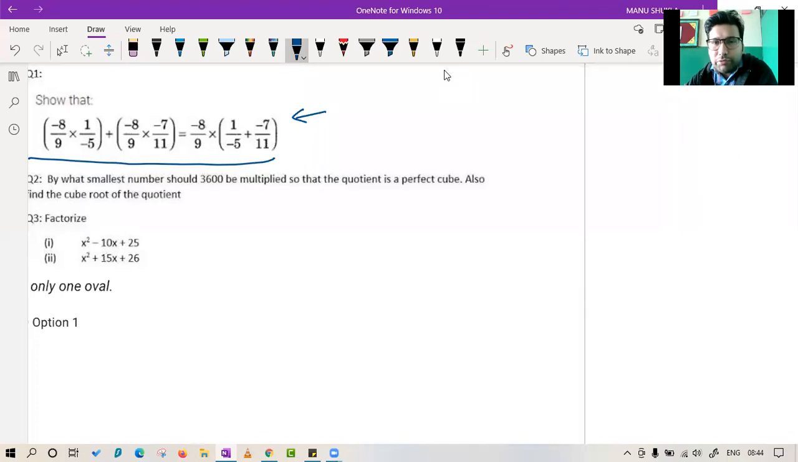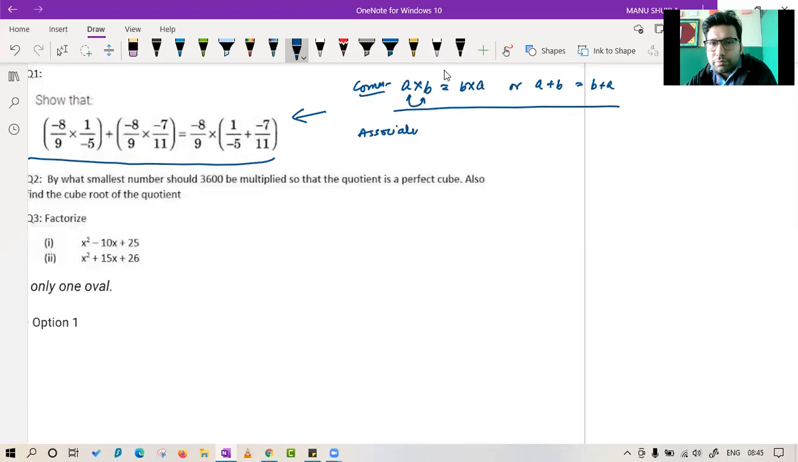So we have studied the first property. We had studied that addition and multiplication are commutative. That means if you change the order, the answer will not change. This was commutative. Then came the next one, that is associative.